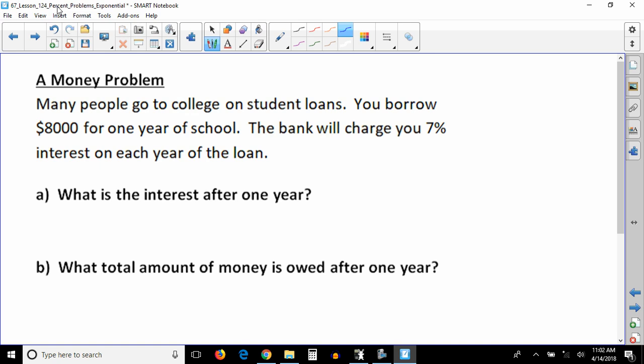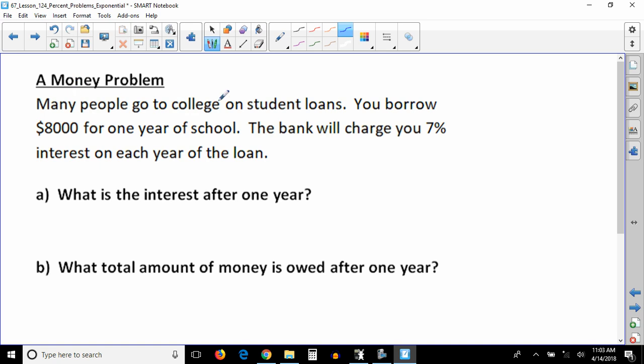Next, what we're actually going to start talking about is how these can be useful in the real world. Most of the time, what you're going to notice is that a lot of these percentages deal with money. It's just a lot of money problems. So how much does something cost if you charge 7%? All of this other stuff. So this is an example.